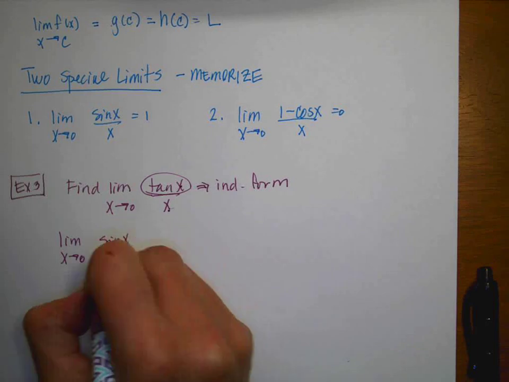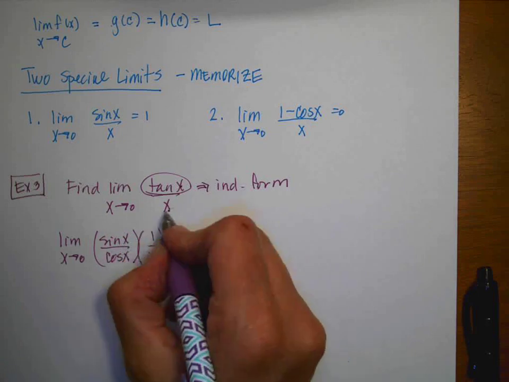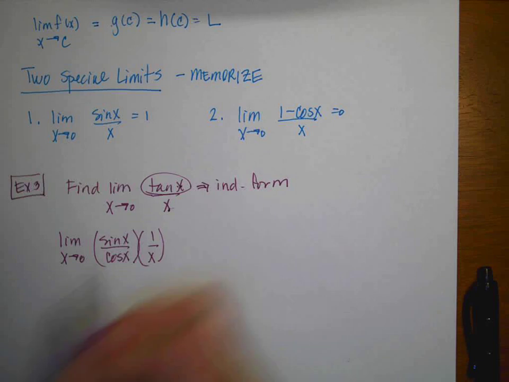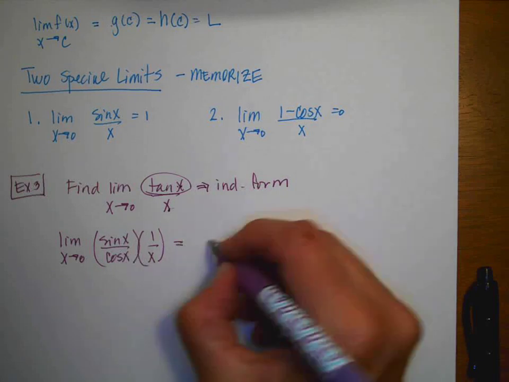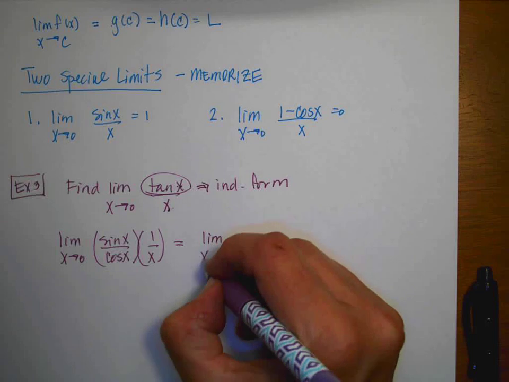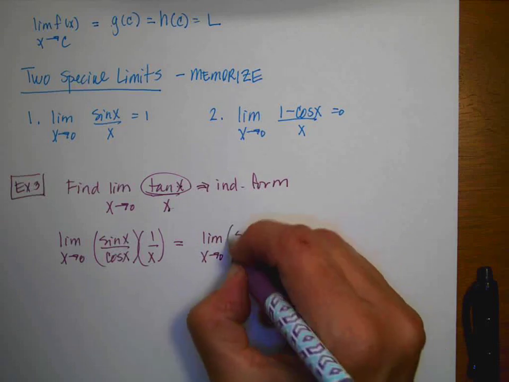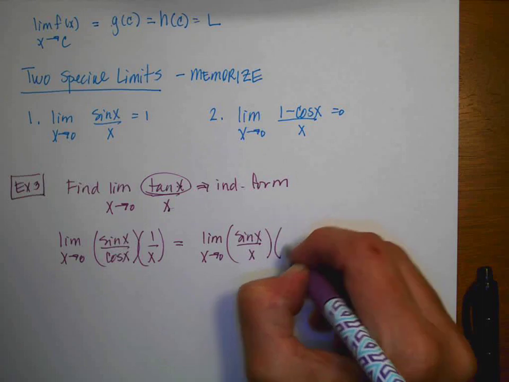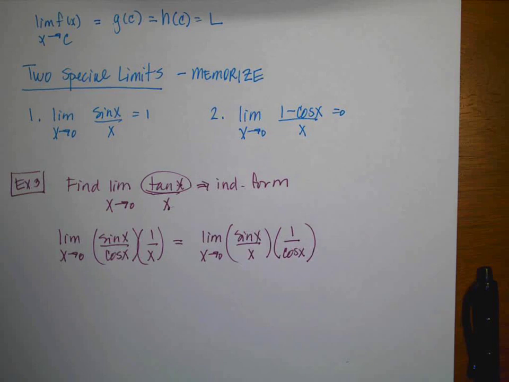So I'm going to break this up into the sine of x over the cosine of x, remember that's tangent, times 1 over x. So I just separated this expression from this expression. And now I'm going to rearrange this a little bit. So I'm going to write this as the limit as x approaches 0 of the sine of x over x times 1 over the cosine of x.